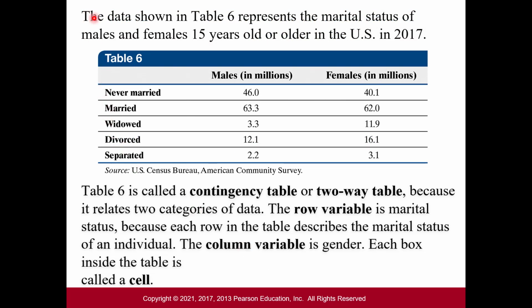Okay, let's take a look at this one. This data shows the marital status of males and females 15 years or older in the US in 2017. So notice what we have. We have rows telling us about the marital status, and columns telling us about male or female. We've seen these in the past, but this is a contingency table. Sometimes it's called a two-way table, because it relates two categories of data. The row variable in our case is the marital status, which makes up the rows of our table, and the column variable is the gender. And each box is a cell.